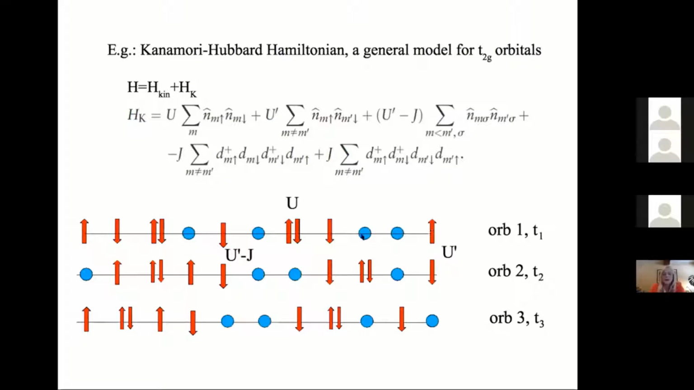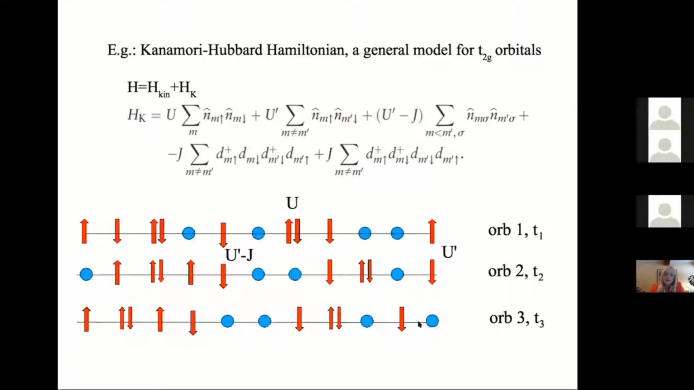We have the electrons in red and holes in blue. And when we have a double occupation, we have a U. We also have a U prime between different orbitals, and a U prime minus J that promotes, as I said, ferromagnetic interactions. These orbitals can have different hopping integrals, t1, t2, t3, and they can be degenerate or not. They can be equal or not.